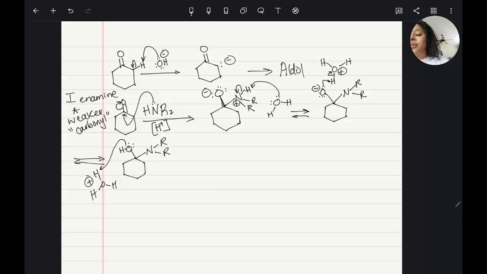Let's draw in our lone pairs. Okay. And a couple of reminders, please don't use the negative charges to attack because they're not attacking anything. It's the lone pairs that are attacking. And don't point arrows towards plus charges because the plus charges are imaginary things, okay?